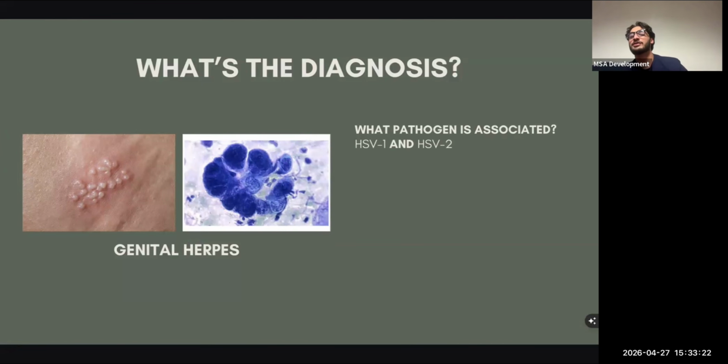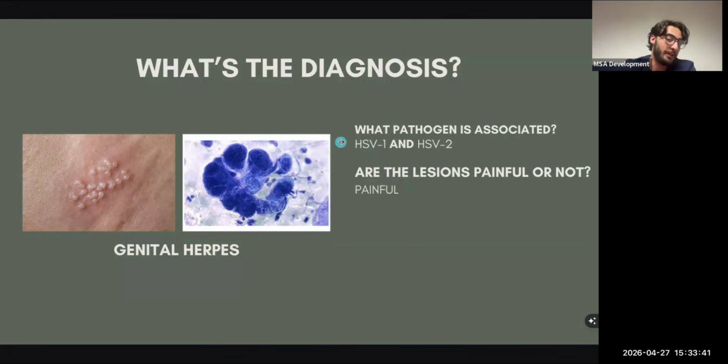A lot of people think that HSV2 is associated with genital herpes, but actually, recent studies have shown that both HSV1 and 2 can be associated with genital herpes, not just 2. Okay? Are the lesions painful or not? This is a very important differentiating factor between this and other kinds of genital ulcers. These are very painful. Okay, so these ulcers, these vesicles, they are painful.